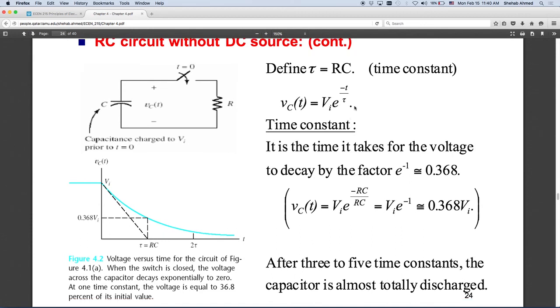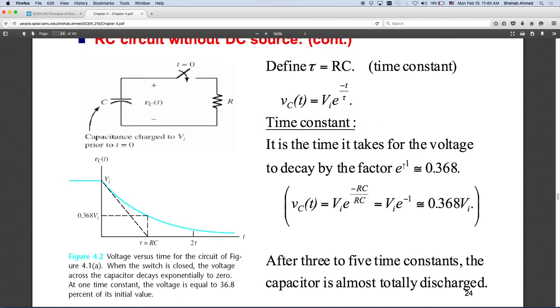So if t is equal to tau, then the capacitor voltage is equal to what? Vi e to the minus 1, and e to the minus 1 is 0.368. So what does this mean? It means that after one time constant, after 1 tau, the voltage on the capacitor will be 0.368 times the initial voltage Vi. So the voltage has discharged to 36.8% of its value after one time constant.